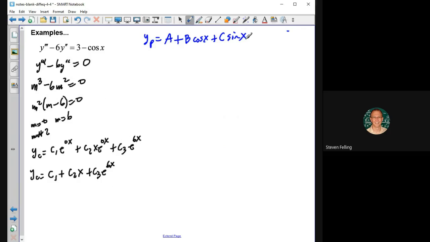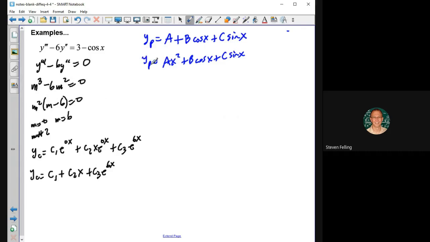Now, are any of these absorbed? Well, this constant here is absorbed because I have a constant. So I'm going to have to replace this one with ax. But I also have a constant times x. So I'm actually going to have to go with ax squared for this one so that this doesn't get absorbed by either this term or this term. There is no cosine or sine here, though, so we can use the b cosine x and the c sine x as is.